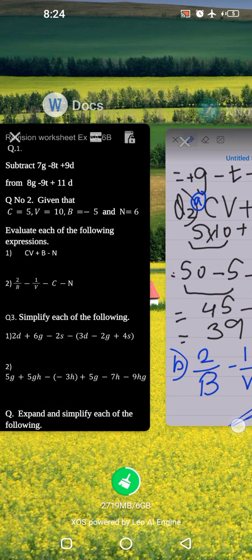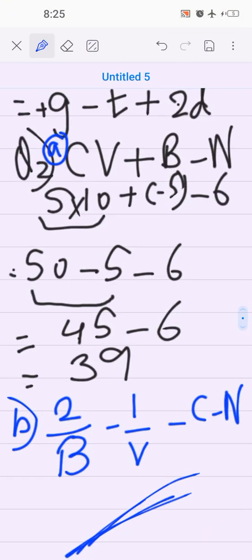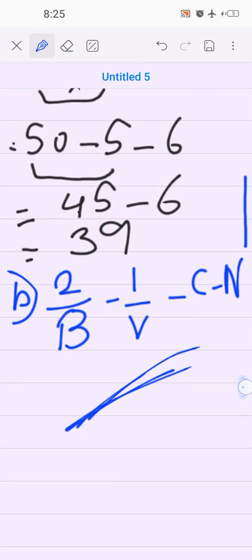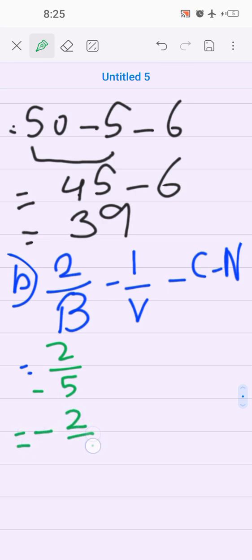Minus c minus n. So we have 2 over b, and b was minus 5. We are plugging in the values now. 2 over negative 5 would, in the end, I told you the minus sign will be written with the fraction, and this becomes minus 2 over 5.